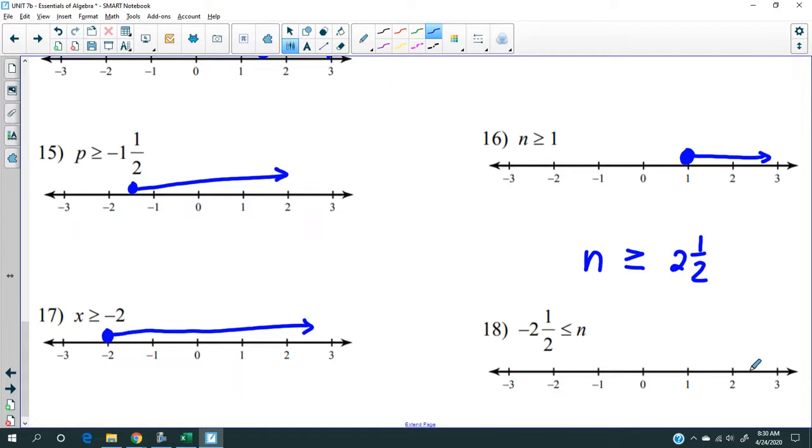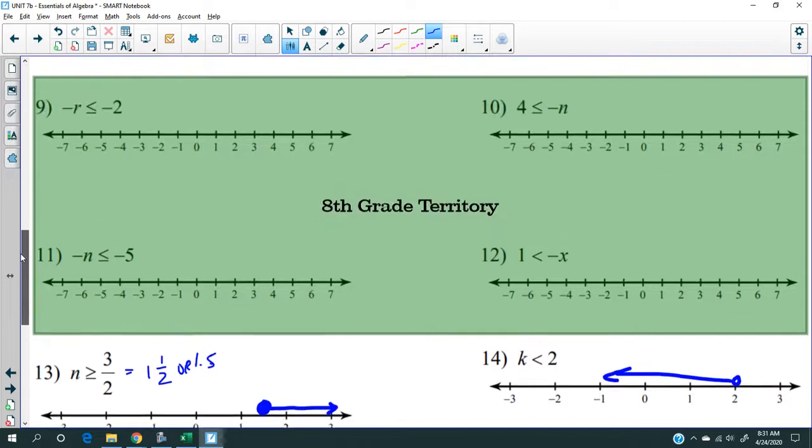2.5, that's between 2 and 3. Oh, that's negative. Oops. So that's down here somewhere, right? Negative 2.5, between negative 2 and negative 3. Arrow goes to the right. Don't look here, that's going to lead you astray. Go to the right. Fill in the circle. And that's it. Okay, now, high school territory.